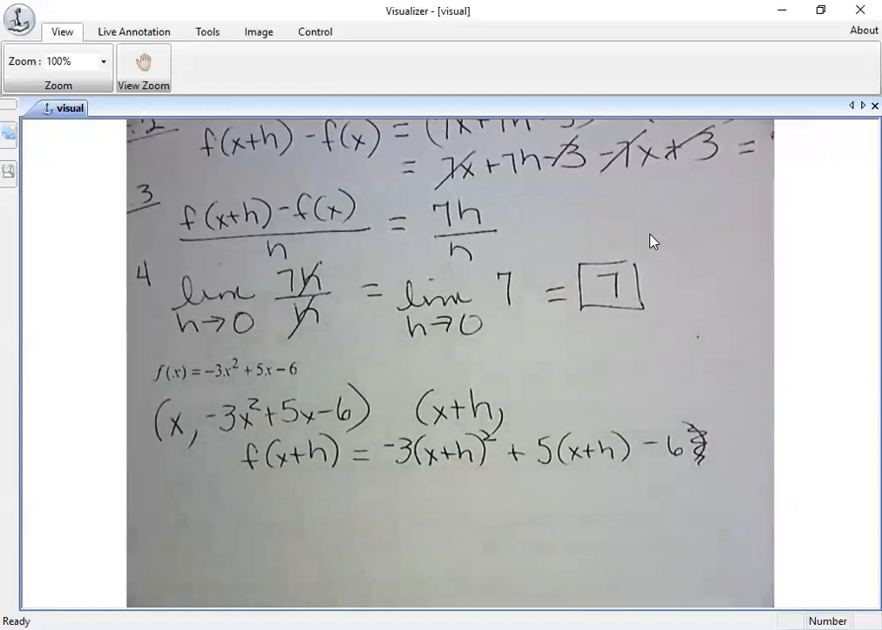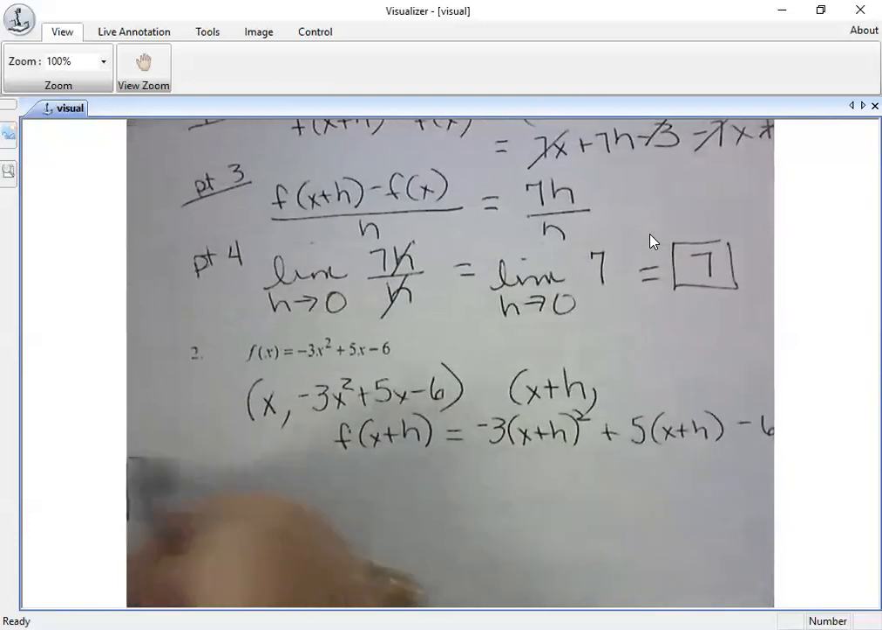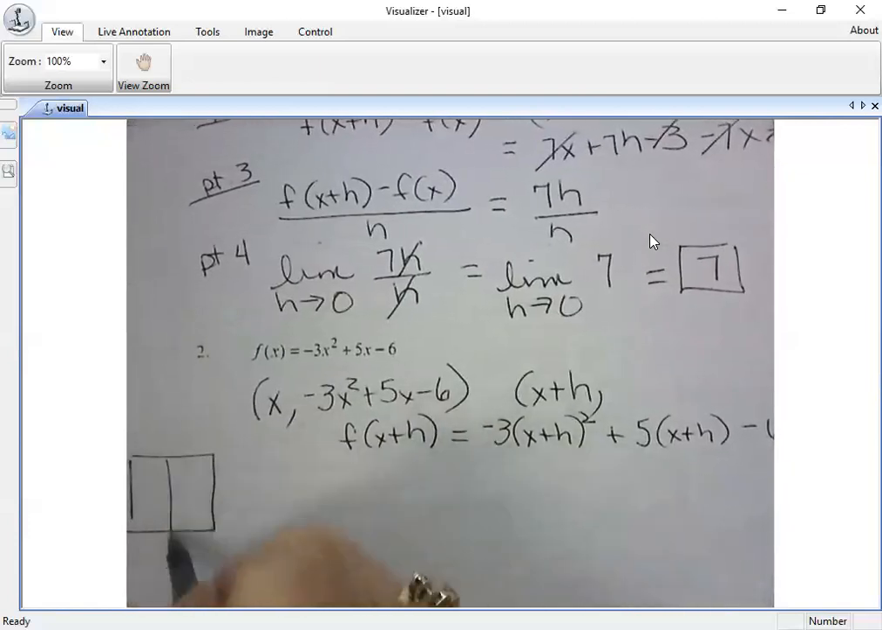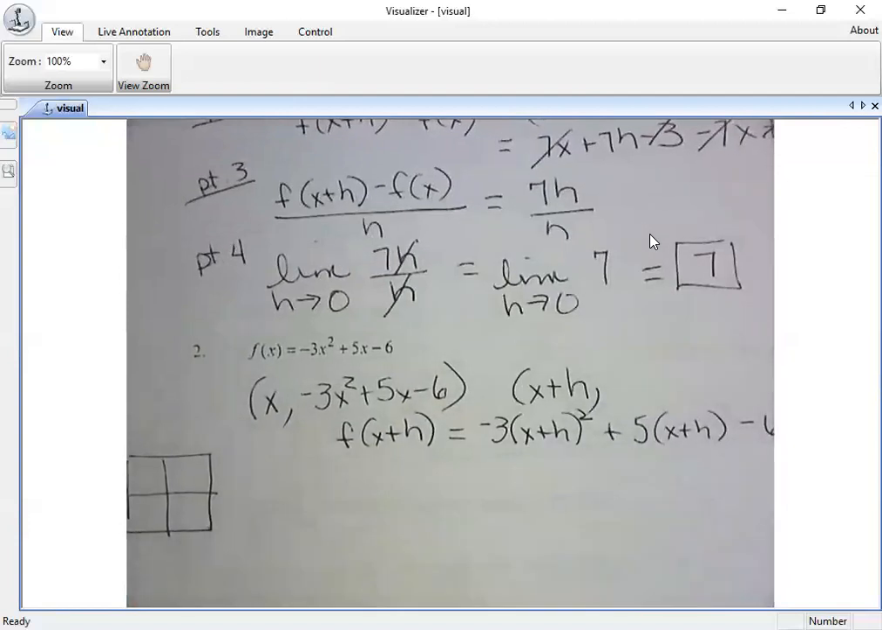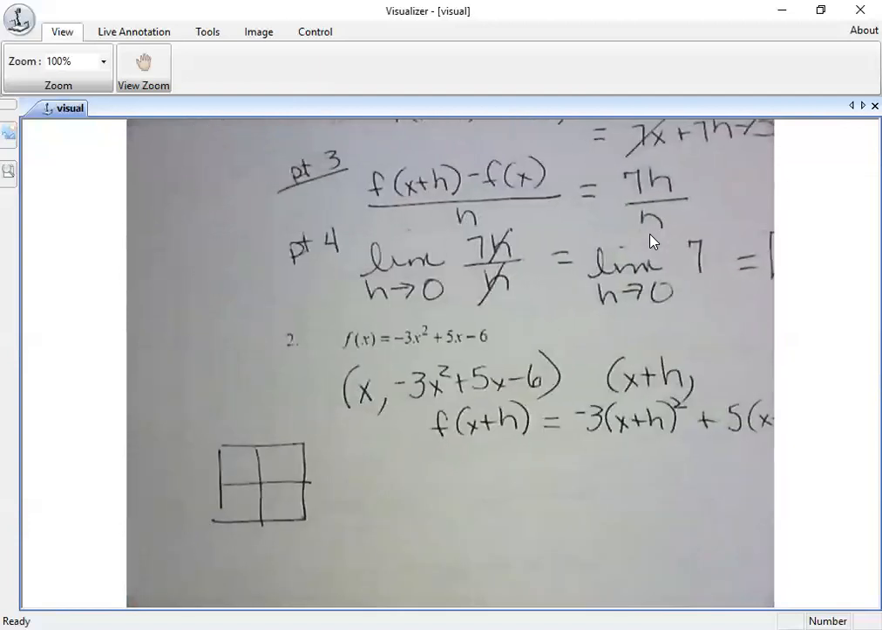And please don't tell me x squared plus h squared. You've got to use FOIL. It's x plus h times x plus h. Now, in case it's been a little while, let me just show you, if you're more of a visual person and FOIL is maybe not your thing.